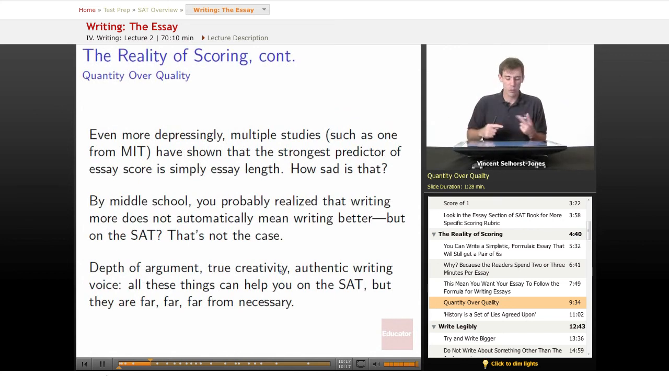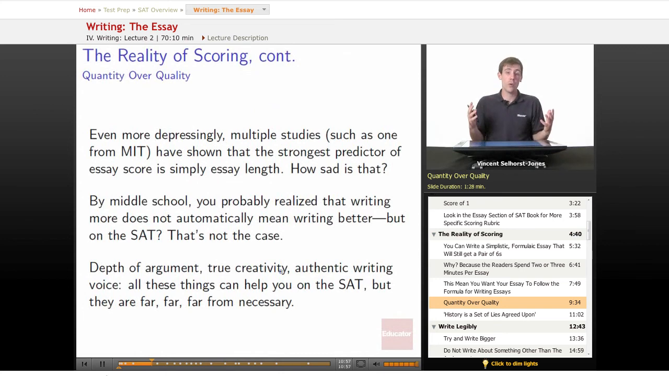So depth of argument, true, deep creativity, authentic writing voice, these are the things that make fantastic essays, fantastic works of writing, but on the SAT, they're not necessary. They are so far from necessary, and in fact, they might actually wind up harming you, because you might wind up writing a shorter essay because you figured out a really creative, intelligent way to make an argument, and the reader's just looking for something that's more than one page. If it's less than one page, I'm sure it's not better than a 4. And so you actually might have managed to do a fantastic piece of writing that was very short, very to the point, and you lost a lot for that. So that's really sad. That's tragic.